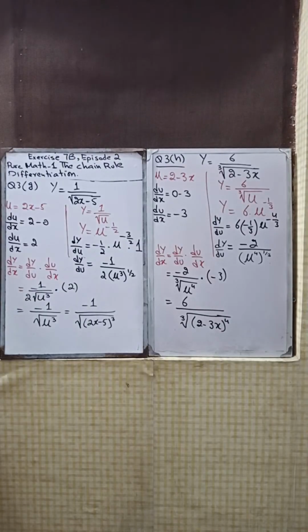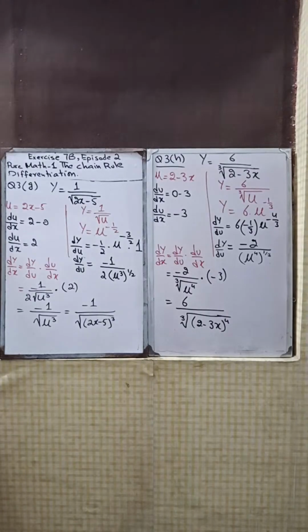We are working on exercise 7B. This is my second episode on this exercise. We are solving Pure Mathematics 1, AS and A Levels Mathematics 9709. We are working on the course book, and I hope that I will be able to solve the whole of the course book, God willing. So question number 3 is done. Let's move to the next question.